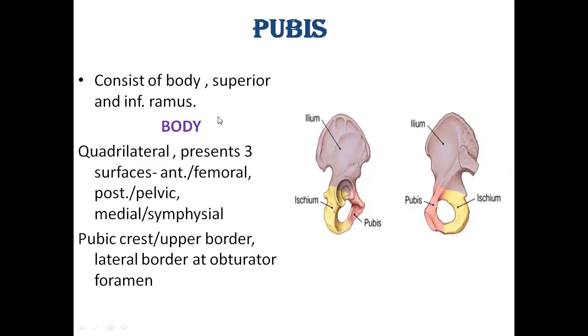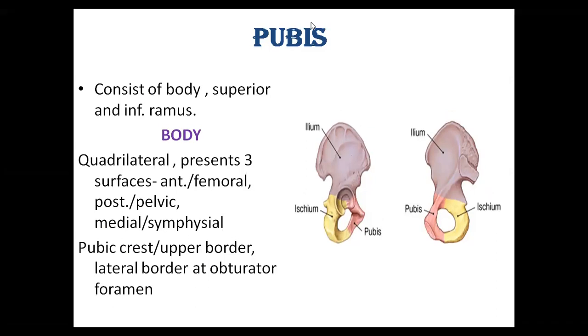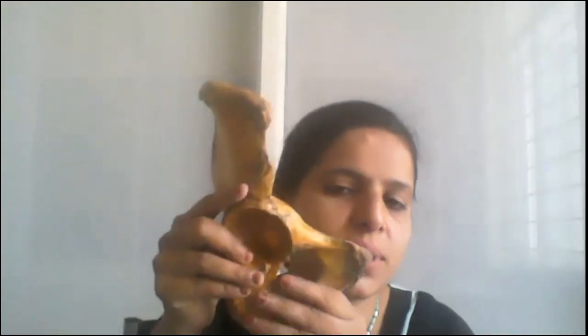Now before I go to pubis, I'll stop sharing the video, start sharing the video and stop sharing the PowerPoint. Now let me show you. See, this is the thin bone in front, which is called pubis. So pubis has, this is the body of pubis. Let me draw a line and show you. Whatever has been shaded with chalk piece is the body of pubis.